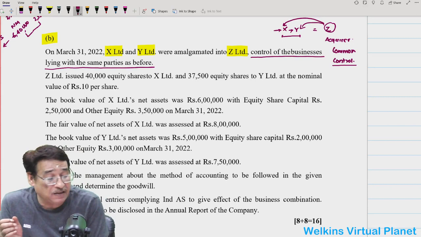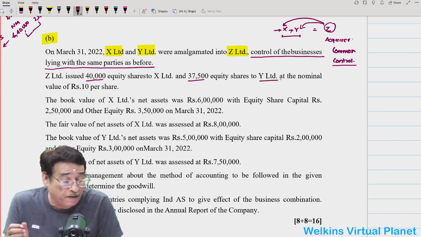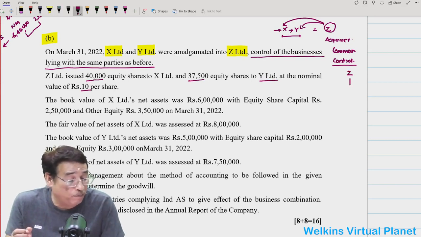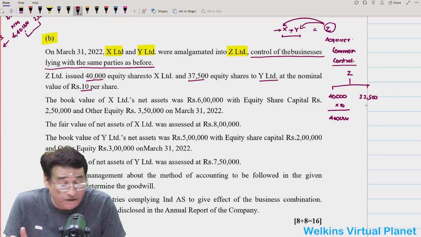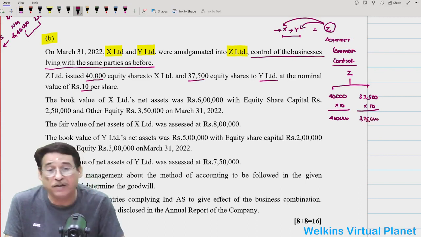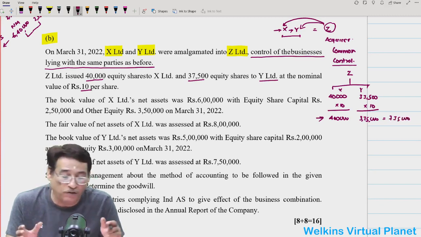Now, the question says that Jet Limited will issue 40,000 equity shares to X Limited and 37,500 shares to Y Limited at the nominal value of rupees 10 each. The question has clearly given us that Z Limited will issue 40,000 shares of rupees 10 each to X Limited, that is equal to 4 lakh. And further, Z Limited will issue 37,500 shares of rupees 10 each, that is equal to 3,75,000. Correct? This much amount they will issue to X Limited and this much to Y Limited. So far, we can say 7,75,000 worth of consideration we would deliver to both these entities.